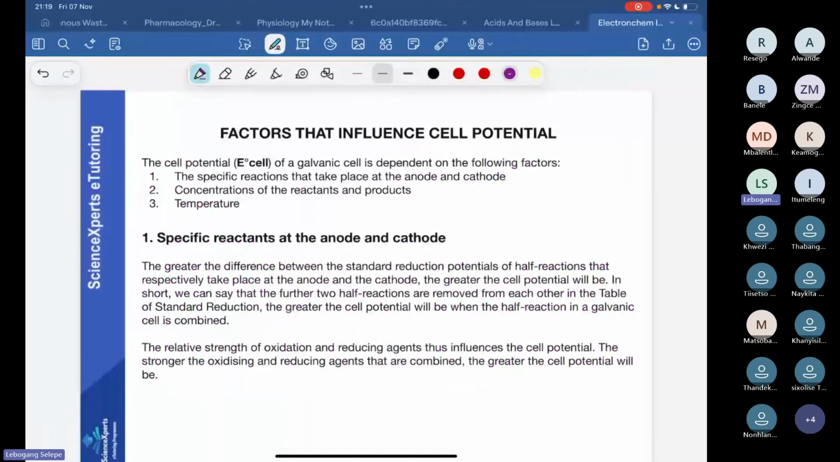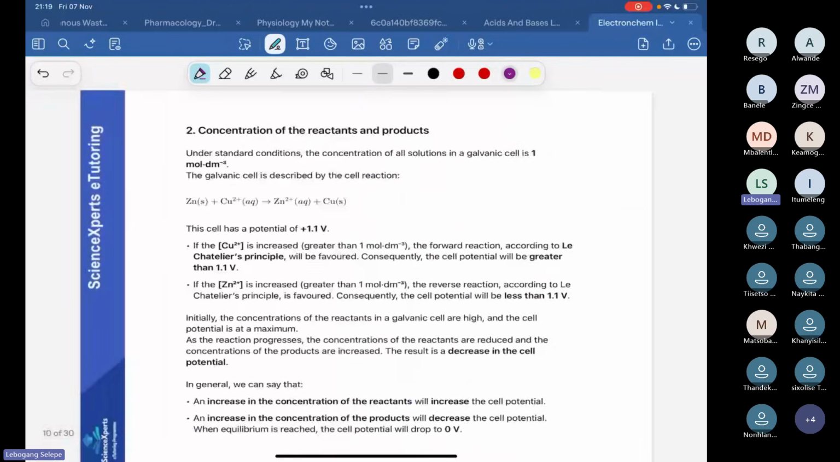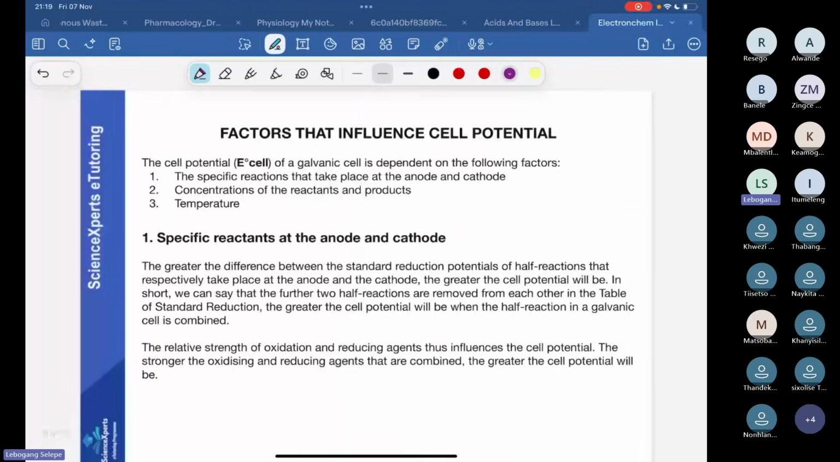Now, we also need to talk about the factors that influence the value of the E cell. These ones are very important, especially for those explain questions for 1 mark, 2 marks. So we have the nature of the substances that are involved. If we have a strong reducing agent and a strong oxidizing agent involved, then the E cell would be much higher. So what does that mean?